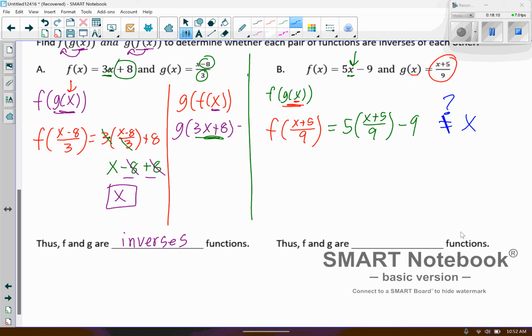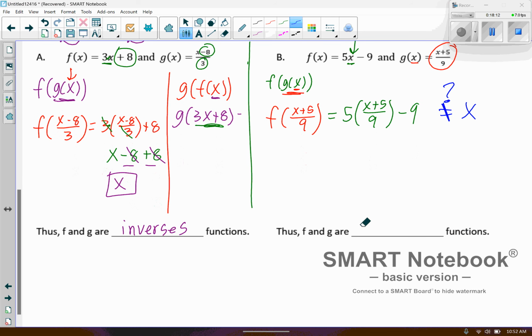So what does that mean? That means that f and g are not inverses. So they are not inverse functions. So if it doesn't work for one, you can just stop. Now, if it works for one, technically you should go ahead and test it for the other way of doing it, stuffing it the opposite way. But if it doesn't work for one, right there, you can just stop. And so, like I said, it should be pretty obvious.